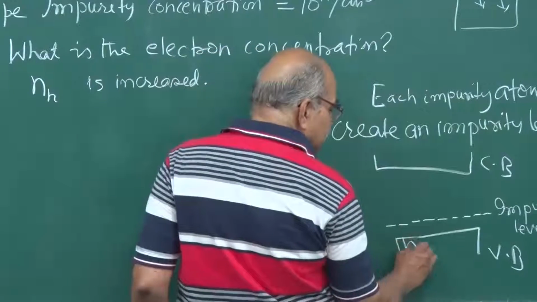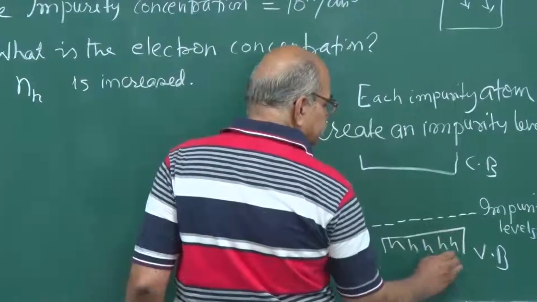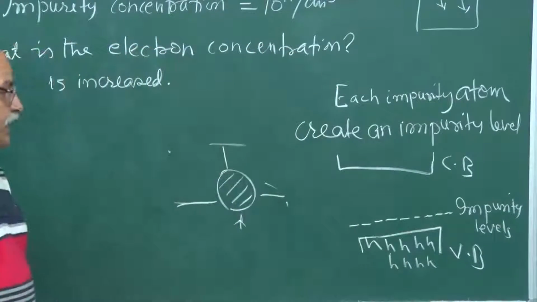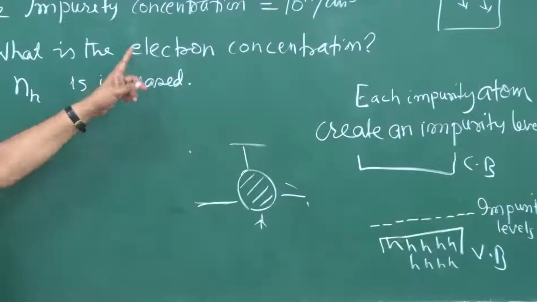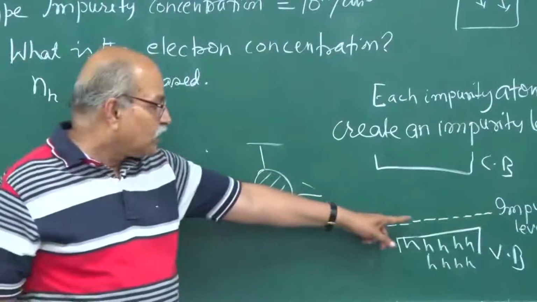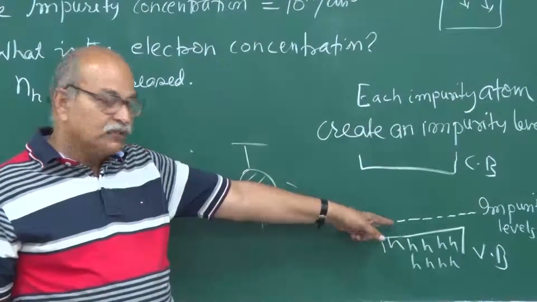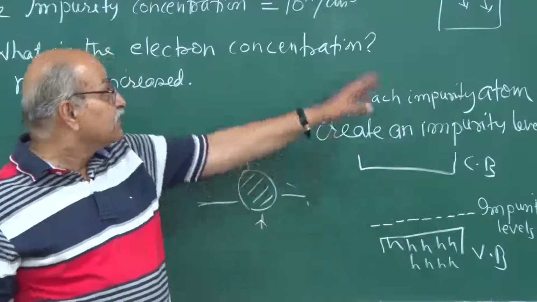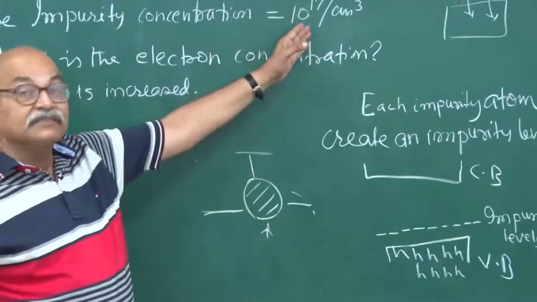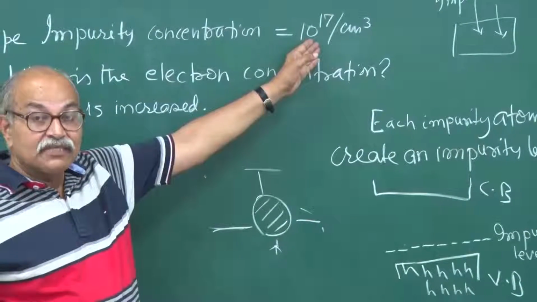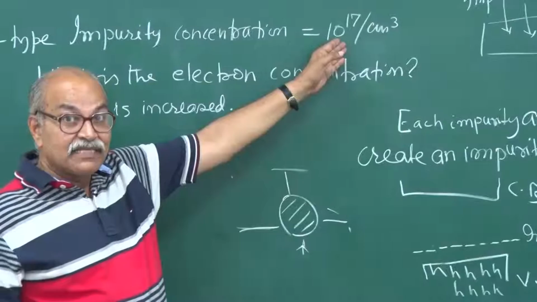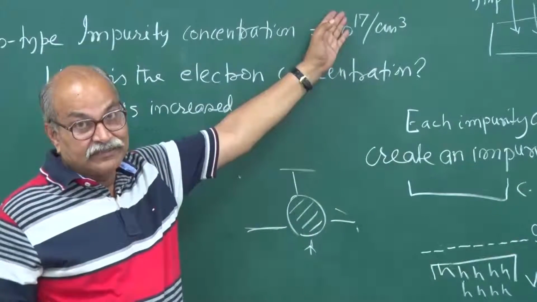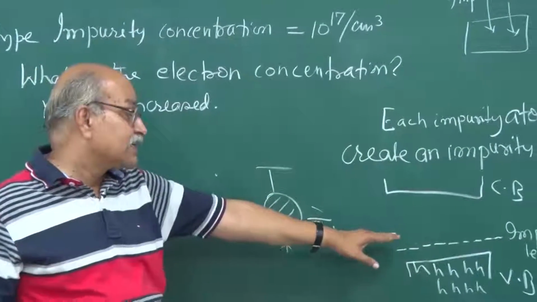So you have a large number of holes here. And since each impurity atom is creating one such level here, the number of levels or number of quantum states here is the same as the number of these dopants per centimeter cube. And remember, when I say quantum state, with spin up and spin down, it will be double of this. Those many quantum states will be created here.